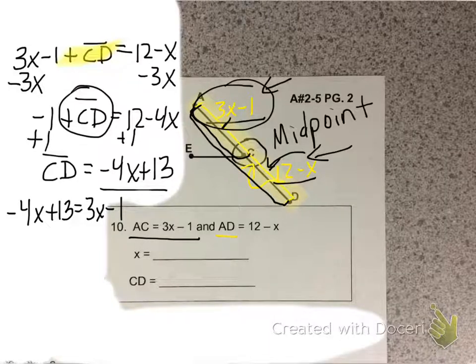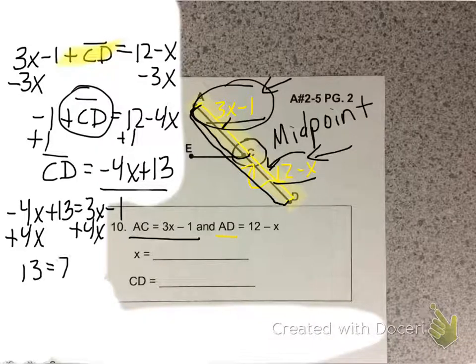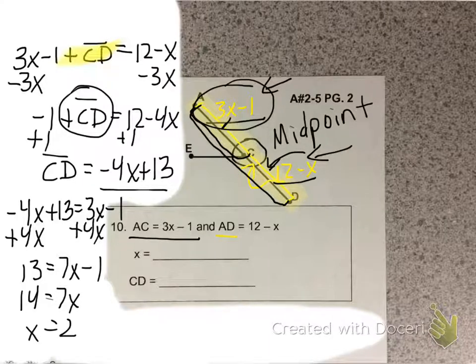So now to solve this, what's the first step? Move the 4x. You could either move the 4 or the 3. It doesn't matter. If you want to move the 4, that's fine. So I've got 13 is 7x minus 1. Add 1 to both sides, so you get 14 is 7x. Divide by 7. So x is 2. So we know x is 2 now. So if x is 2, how do I figure out what CD is?